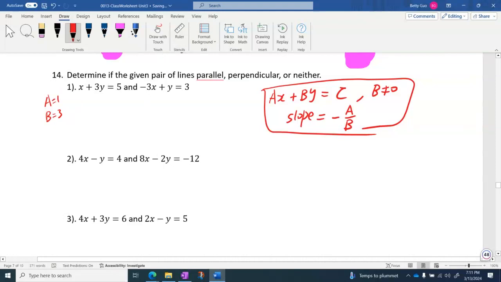Since a and b both are positive, they have the same sign, I know the slope is going to be negative. -1/3. Negative a on the top, b on the bottom. Let me know if I'm clear or not. A goes to the numerator, 1. B goes to the denominator, 3. So I have 1/3. But I take the opposite because the slope is negative a over b, right?